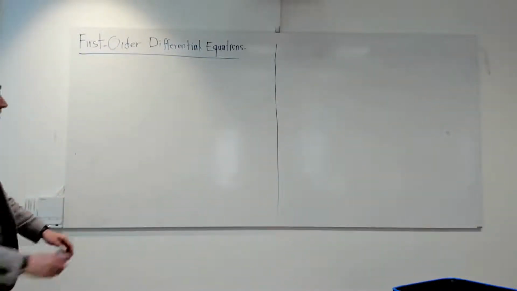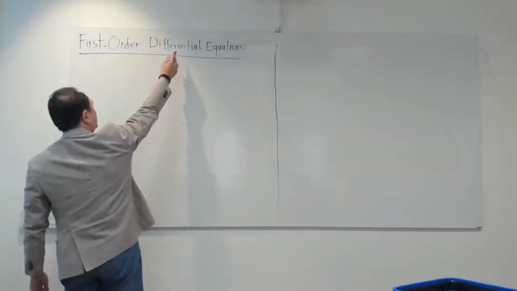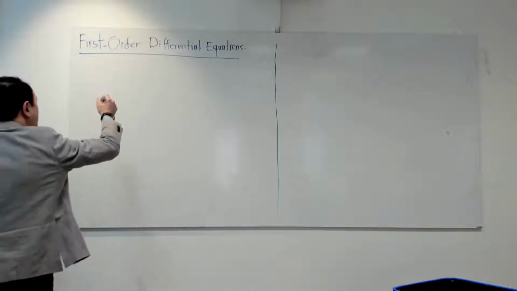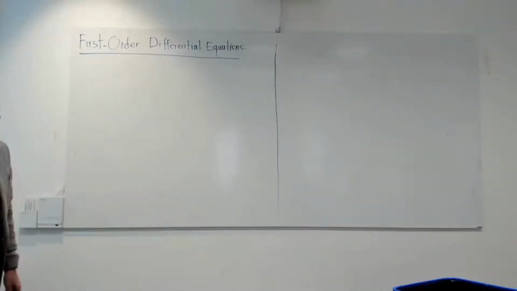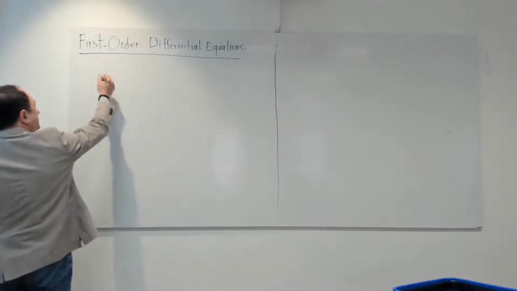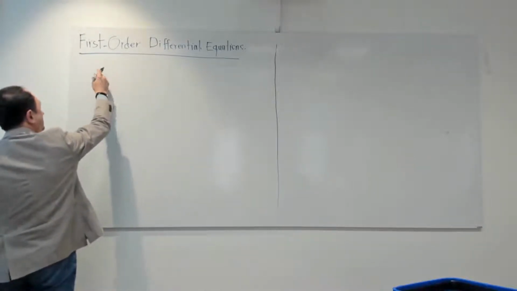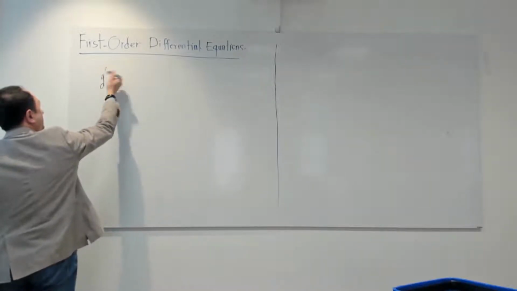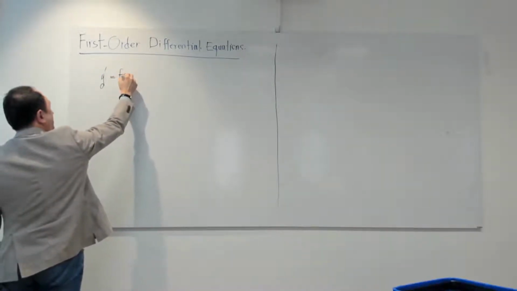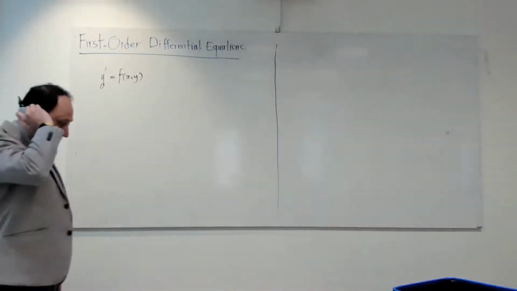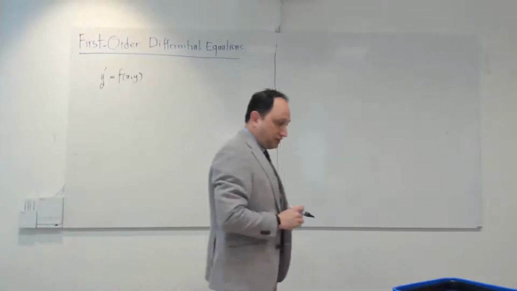So I think the most important first order differential equations are actually very broad. If you have a function, for example, first order means that you have the first derivative involved. So assume that you can solve that differential equation and write y prime on the left and f of x and y on the right. So this is a generic form of the first order differential equation.